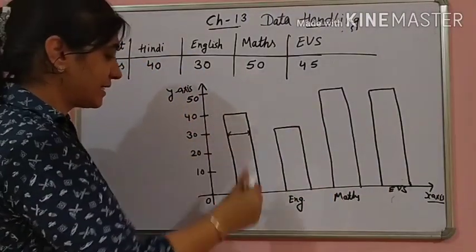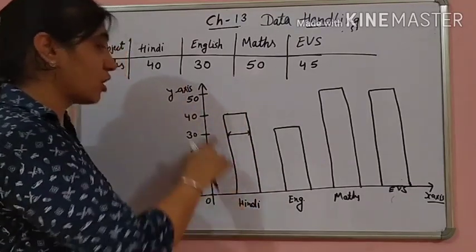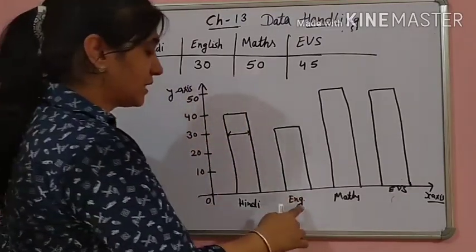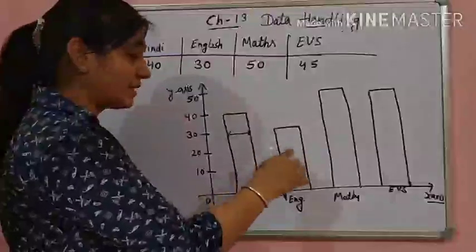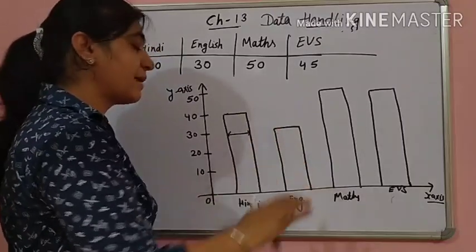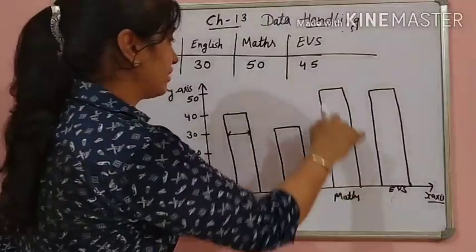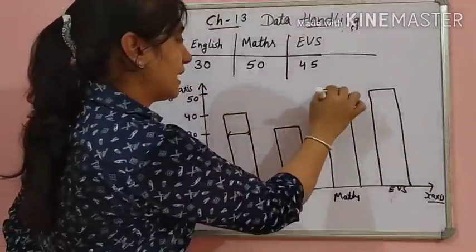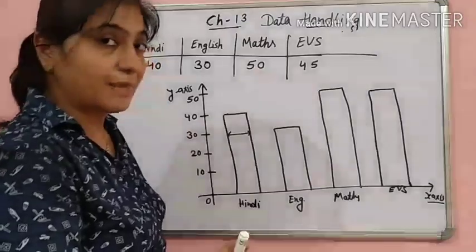It means see, the length of this bar is 40. It means it indicates in Hindi he got 40 marks. See, the length of this bar is till 30. It means the student got 30 marks in English. Okay, and see the length of this bar, this is till 50. It means he got 50 marks in mathematics.